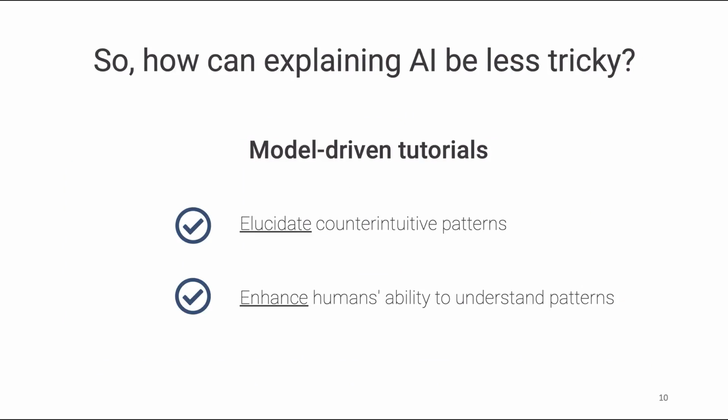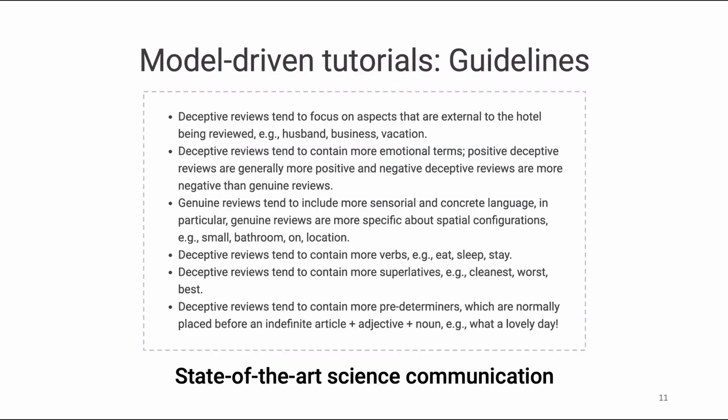To make explaining AI less tricky, we propose model-driven tutorials in the training phase that elucidate counterintuitive patterns and enhance humans' ability to understand these patterns. We consider two types of model-driven tutorials. First, we use guidelines from scientific papers. These guidelines are state-of-the-art science communication. For instance, journalists typically summarize academic papers into such lists.